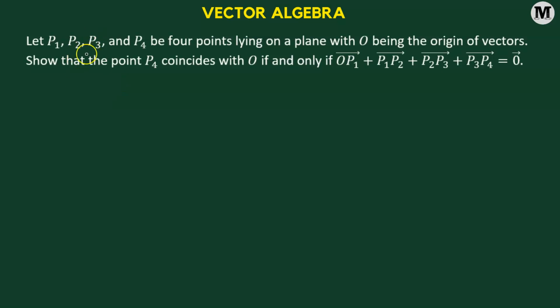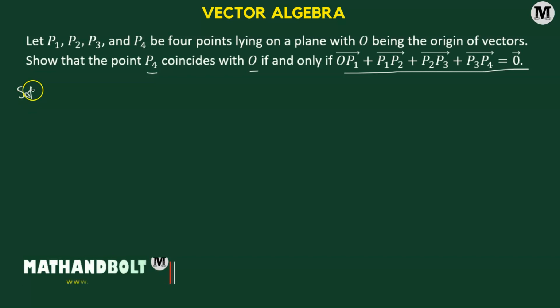So here we have 4 points P1, P2, P3 and P4 lying on the plane with O being the origin of vector. We need to show that the point P4 coincides with the origin O if and only if this particular criterion is met. Now let's try to understand the problem graphically first.